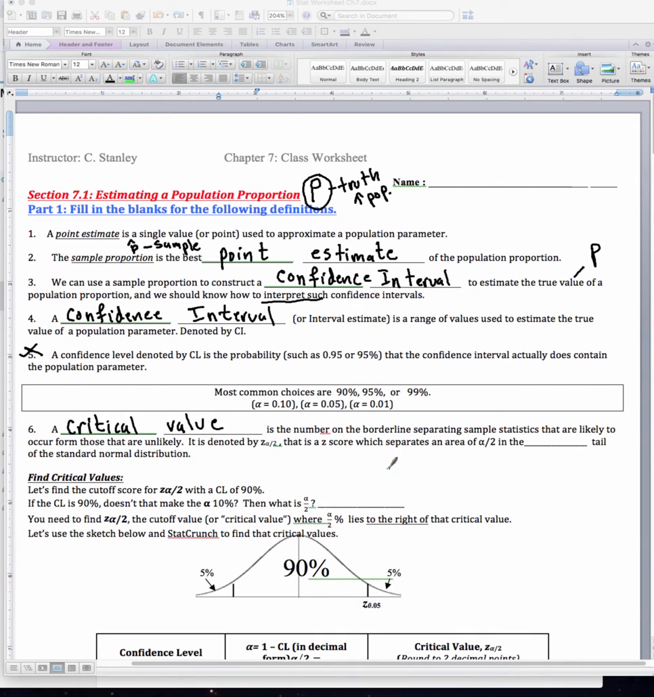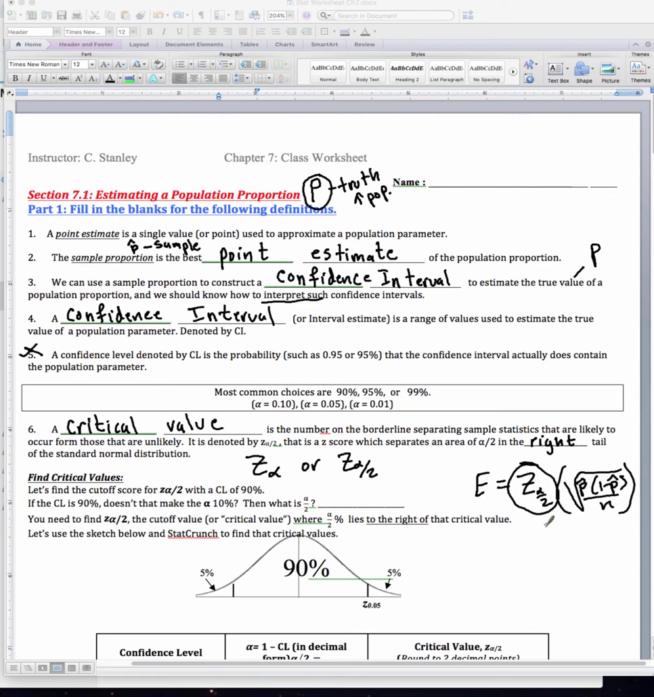A critical value is a number on the border separating sample statistics that are likely to happen from those that are unlikely to happen. Last time I did it, it was a Z alpha. Now it's going to be Z alpha divided by 2, and the alpha divided by 2 is going to be the right side of the tail. This is built into the formula for the margin of error. E is Z alpha divided by 2 times the square root of p hat, 1 minus p hat, over n.